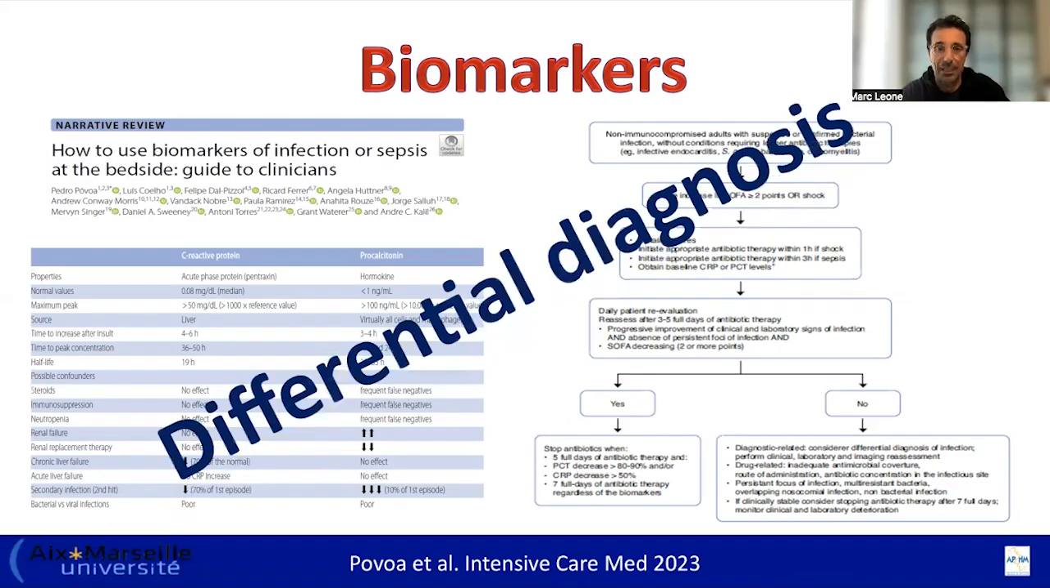But in my practice, I use them a lot to differentiate the diagnosis of sepsis from, for example, bleeding or cardiogenic shock or something like this. So it's important to use them, but to know the limitations of each of them and to assess the whole range of diseases you can have in such a patient.